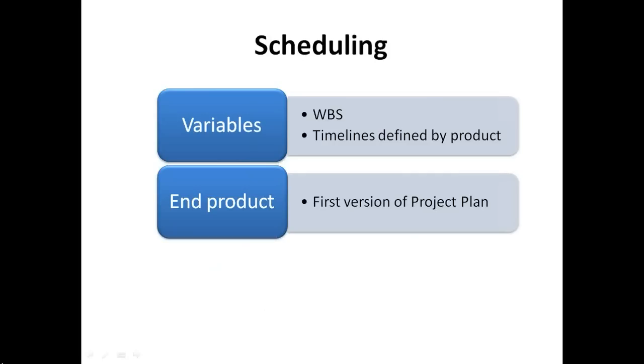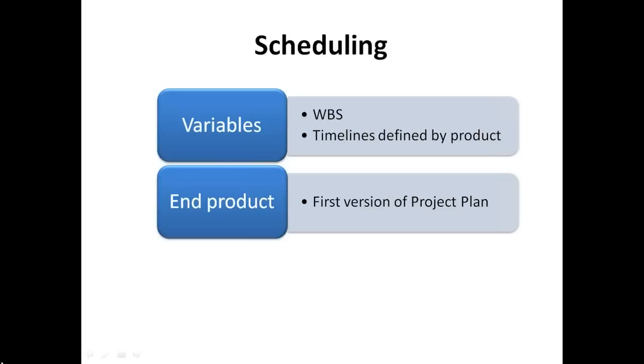So summing up our scheduling phase, our variables in this phase were the WBS, all the tasks that are present in each of the phases, and the timelines as defined by the product team. If, let's say, your product team wants some release to be put out at a certain event, let's say Diwali was just here and you want to do something around Diwali, so that's a timeline which is given by the product. It's not something you give to them.